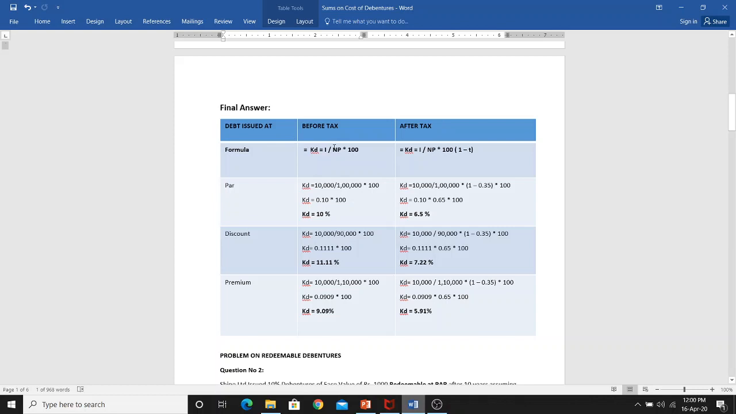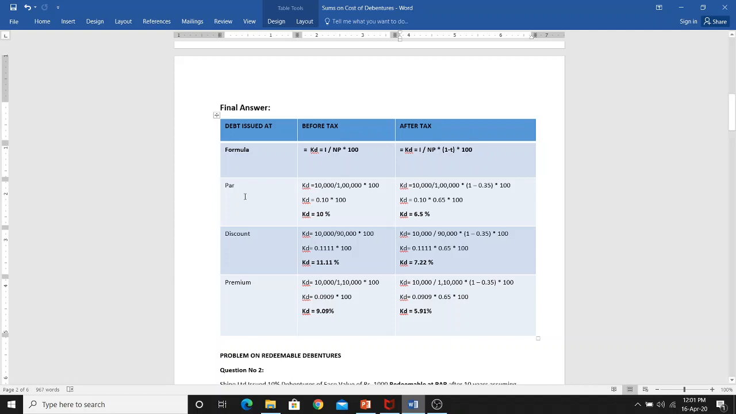KD is nothing but I divided by NP into 100 if it is before tax, and if it is after tax it is nothing but I divided by NP into 100, or you can do 1 minus T into 100. So either of it will be the same. It can be 1 minus T into 100. It is going to be the same.